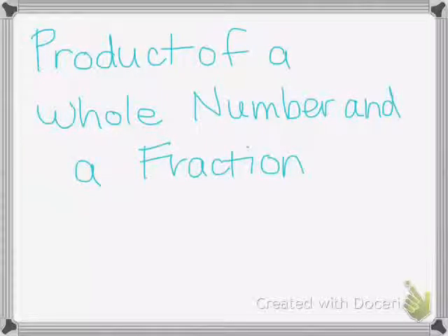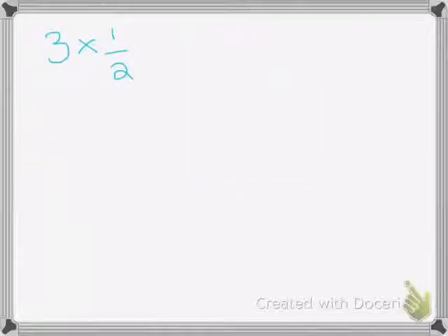In this lesson, I'm going to model how I find the product of a whole number and a fraction. We need to remember when multiplying a whole number and a fraction that multiplication is talking about repeated groups. In this case, it's 3 groups of a half, which is really like saying a half plus a half plus a half, which we can then reduce to 1 and a half.